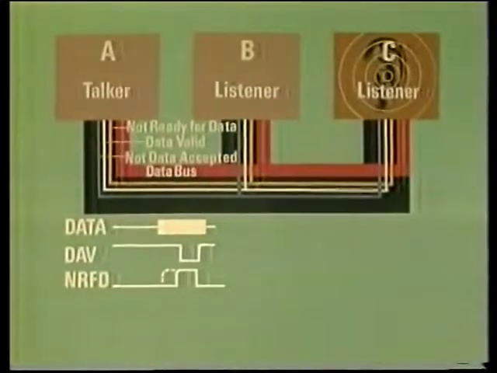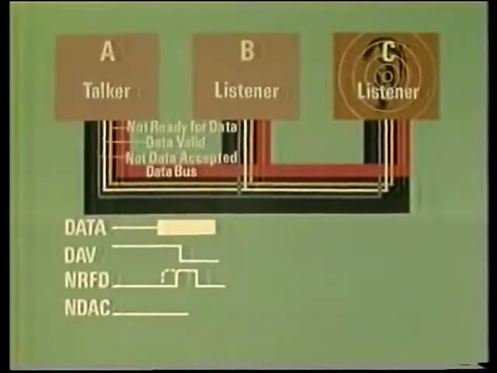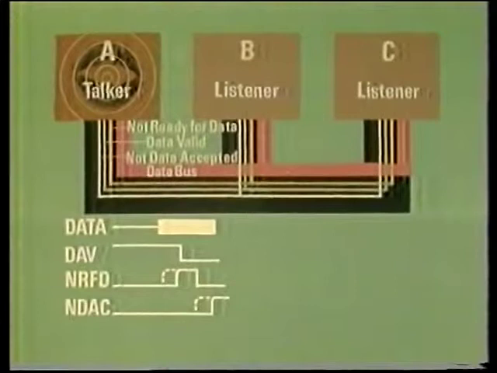A device holds this line low until it has accepted the data. Then it tries to let it go high. And now the talker doesn't remove the data until the line does go high. Well, B will try to let not data accepted go high to say that it has accepted the data. But the line won't go high until both B and C have accepted. There. Now the talker positively knows that B and C have both read the data, and it can safely remove it from the bus.